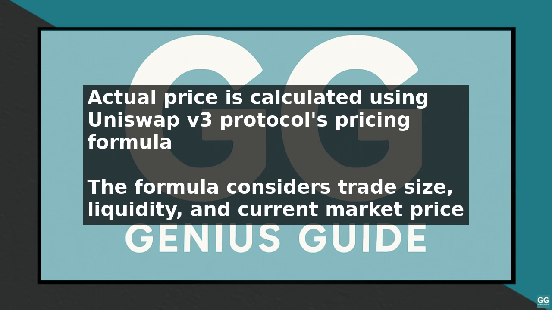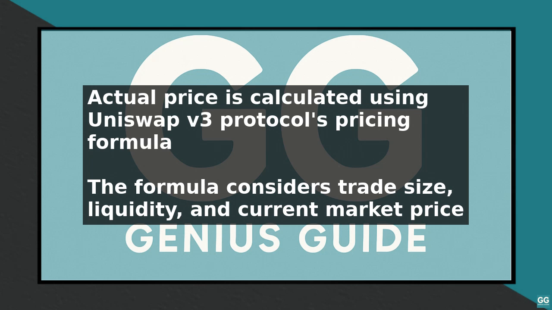For example, if you want to buy 100 units of asset A with asset B, and the expected price is 10 units of asset B per unit of asset A, but the actual price at which the trade is executed is 10.5 units of asset B per unit of asset A, the slippage would be 0.05 or 5%. This means that you paid 5% more than the expected price due to the slippage.